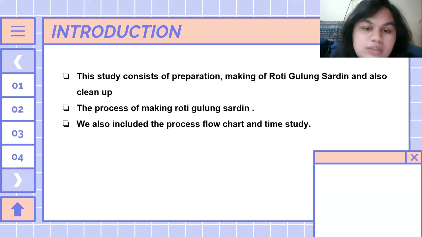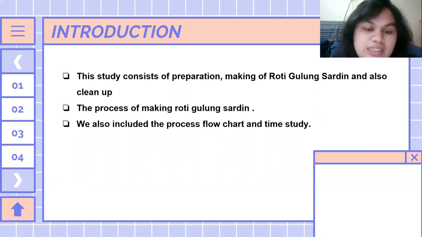To make roti gulung sardine, the preparation is a process where we prepare the material that is needed in the making process and arrange the materials. The making process is slightly more cumbersome than the preparation process. First, we have to grab a bread and a rolling pin, and roll the surface of the bread until it is flat, followed by grabbing a spoon, scooping the sardine and placing it on the surface of the bread, and releasing the spoon. Next, roll the bread and put it aside. The roti gulung sardine is put into a Tupperware and ready to be served.